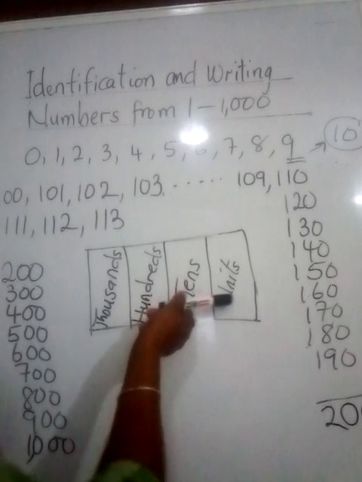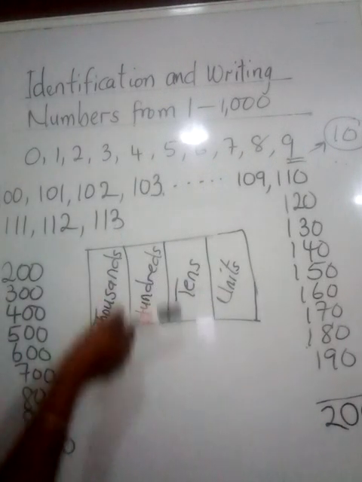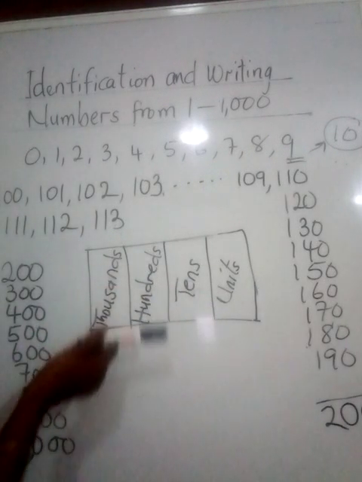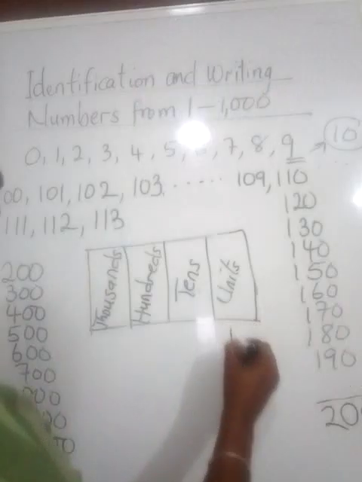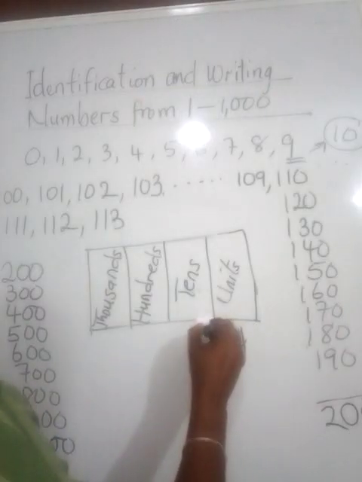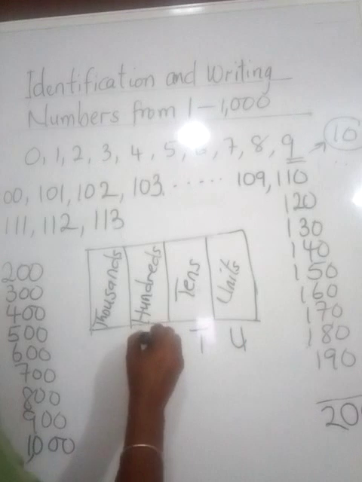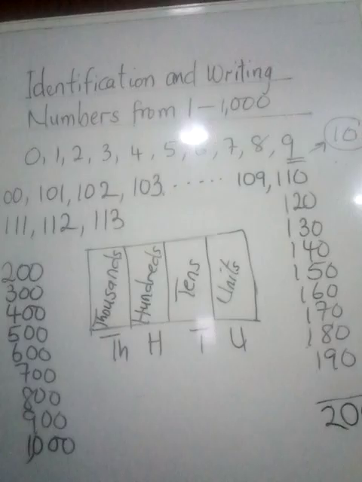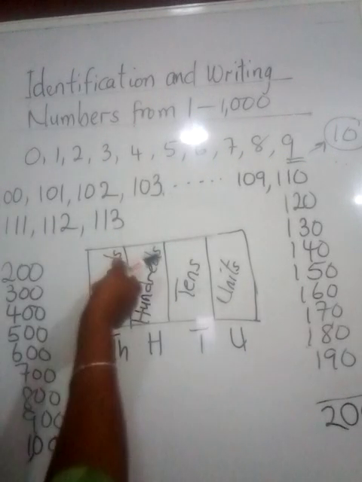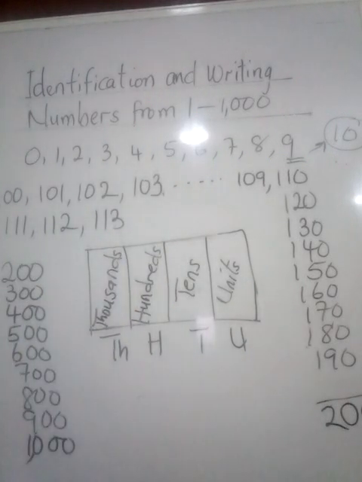So the first column here, you have units, followed by tens, then hundreds, and thousands. The symbols, the way they are represented in short form is this: H and TH. Unit, tens, hundred, and thousand. If you don't mind, you can write this down as well. It's going to be really helpful.